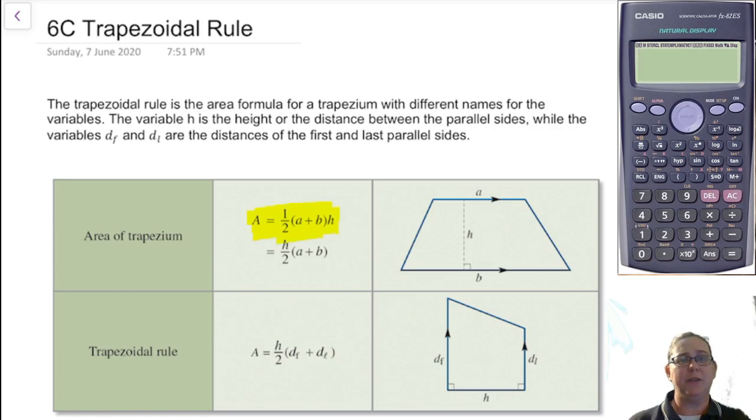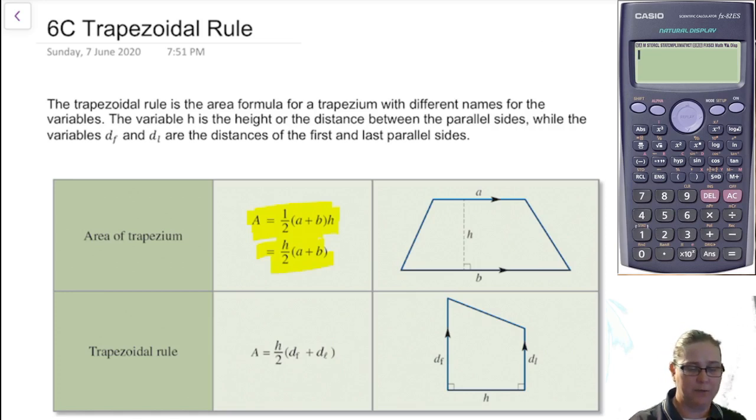Now, to make it a little bit easier, we've moved that h over the 2, so it's now h on 2 outside of (a plus b). It makes it just that little bit easier to work with. Now, the trapezoidal rule is essentially the same thing, only we're giving some different names and terminology to what we're using.